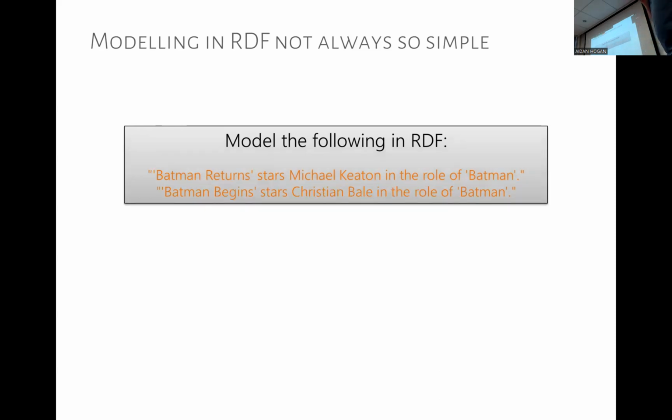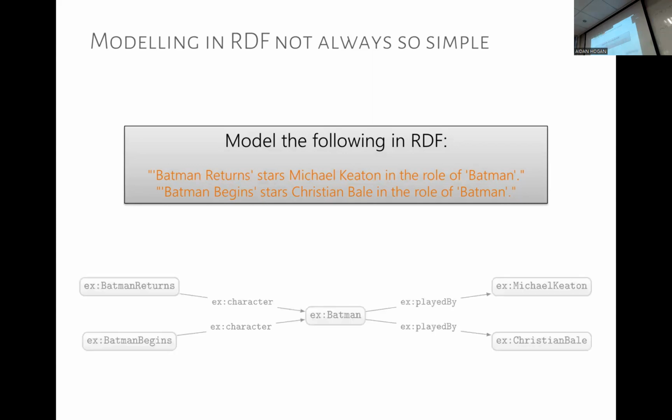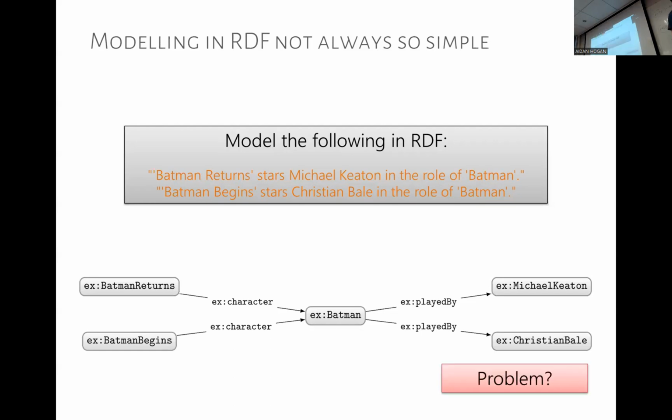let's make it a little bit more complicated. So now we have Batman Begins, stars Christian Bale in the role of Batman. We find this, maybe this is on another document or somewhere else on the web. So if we model the two using the same pattern, we have Batman Returns has character Batman and Batman Begins has character Batman, Batman played by Michael Keaton and Batman played by Christian Bale. And the problem now is we don't know which actor played Batman in which movie, right? So it's not so straightforward.